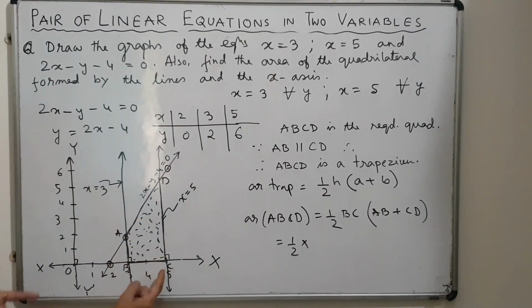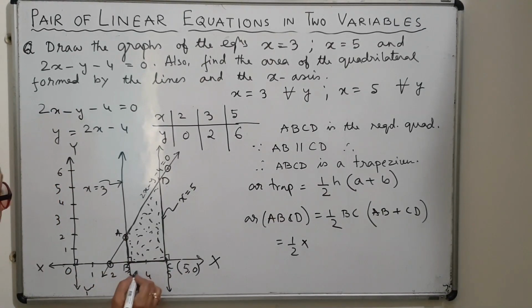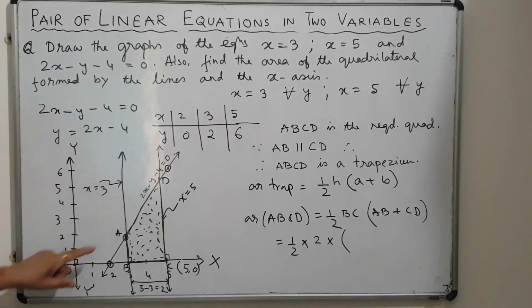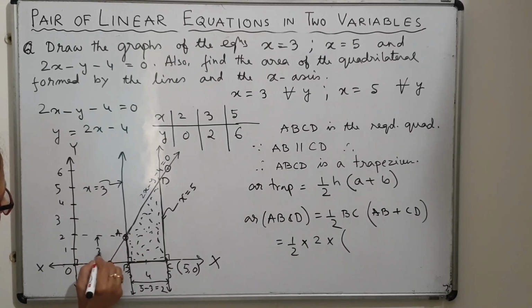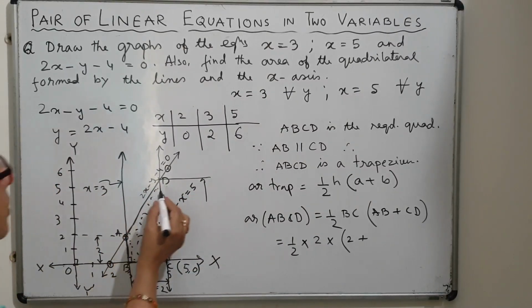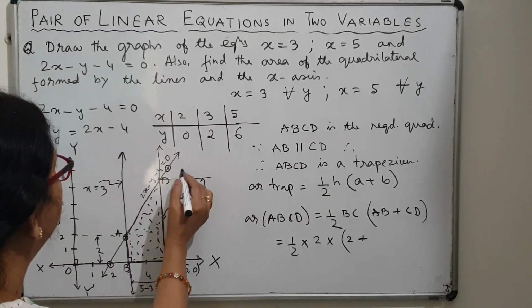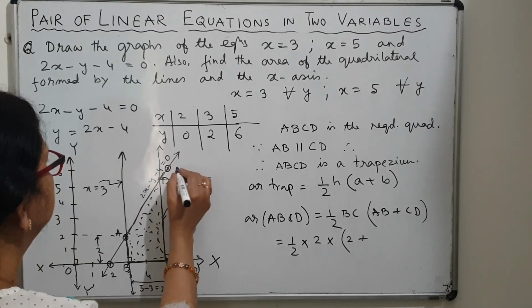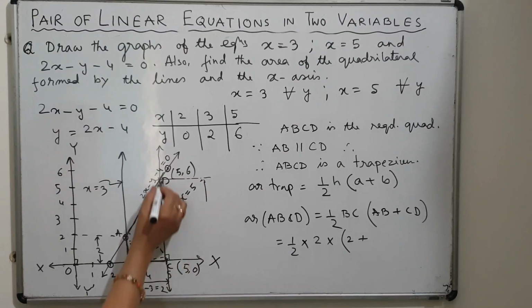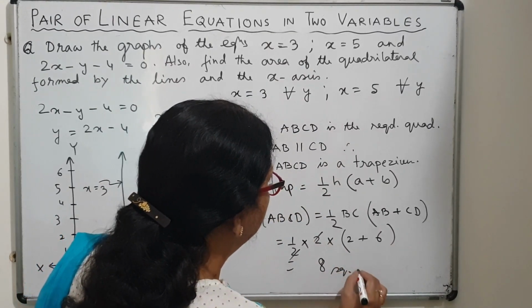What is BC? What is the coordinate of C? This is 5, no? 5, 0. So this distance is 5 and this distance is 3. So 5 minus 3, that is 2. So BC is 2. What is AB? AB is this 2. AB is 2 units. And what is CD? Just a minute, 5, 6, yeah. Let me take the point here, 5, 6, so this length is 6 units. So the area is 8 square units, the answer.